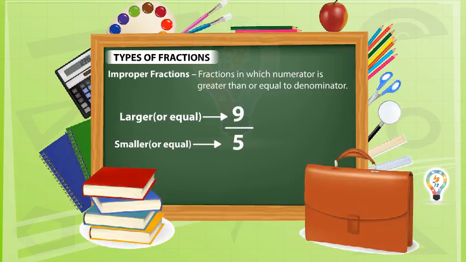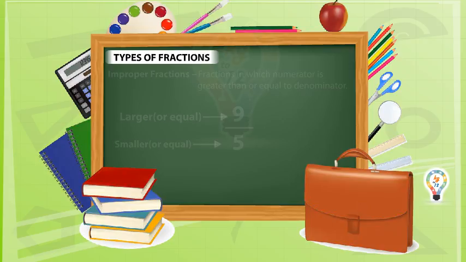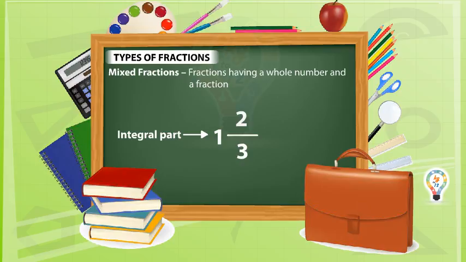Reducible fraction. A fraction which is not in its most simple form and therefore can be reduced. For example, 5 by 10 is a reducible fraction because it can be simplified to 1 by 2.